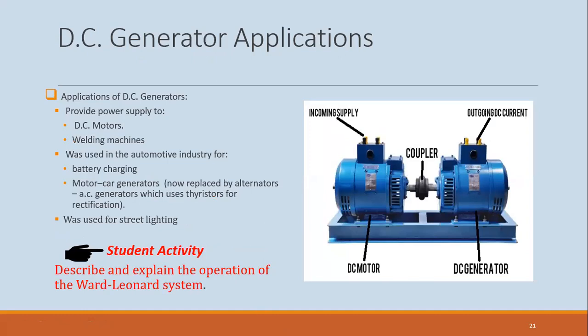All right, I had some applications here for DC generators. They can provide power supply to DC motors and welding machines. We used them in the automotive industry for battery charging, but basically that has been replaced by alternators. They were also used for street lighting. This is a Ward Leonard system. We have a motor and a generator. You can read up on that. Good to know.